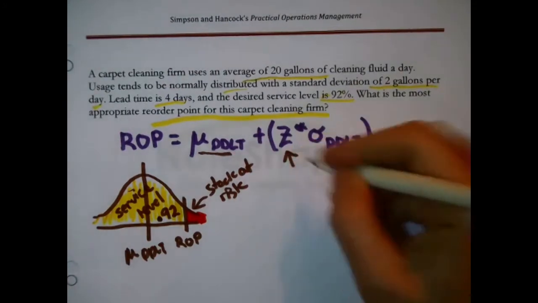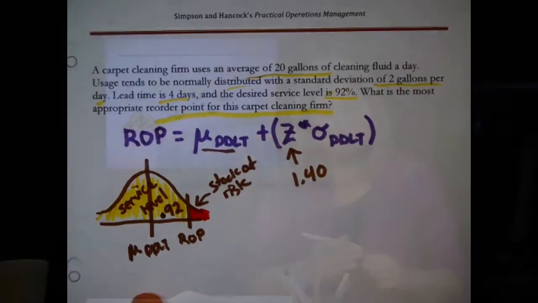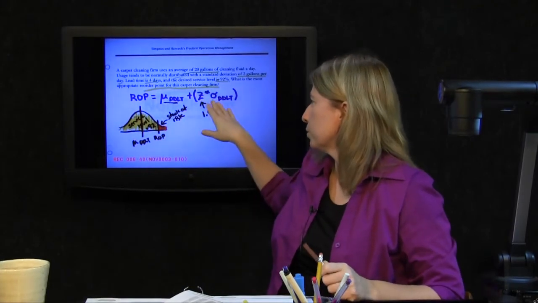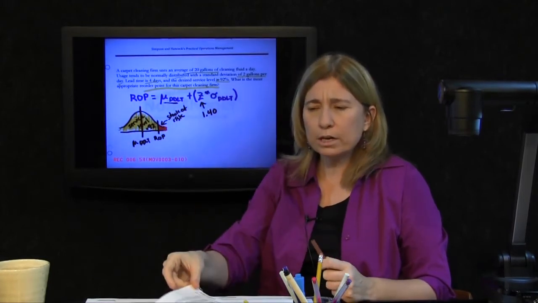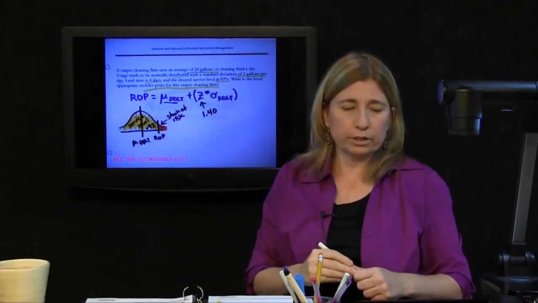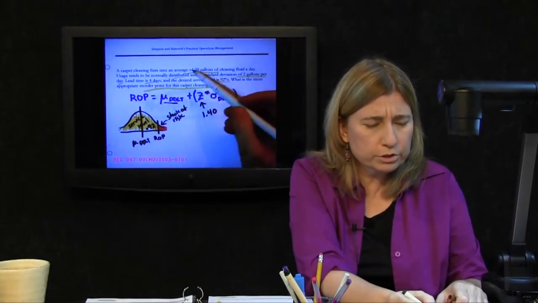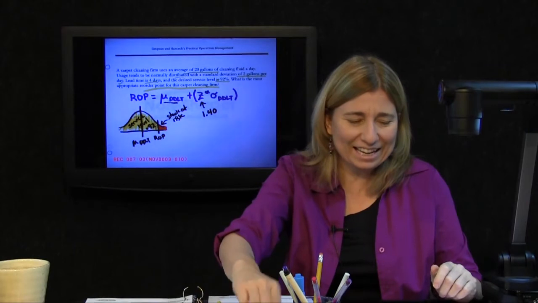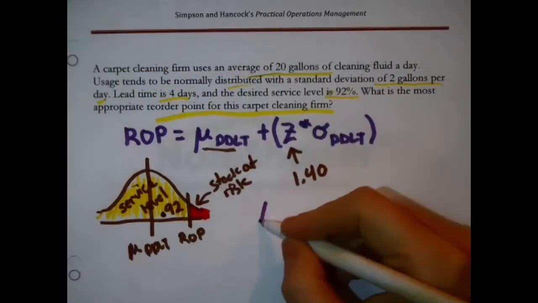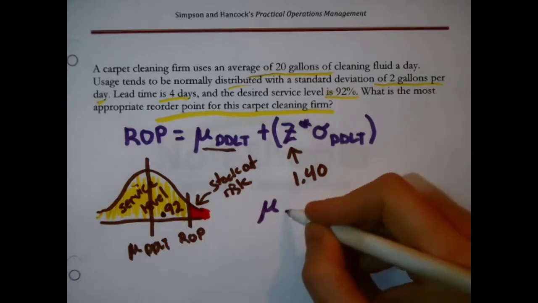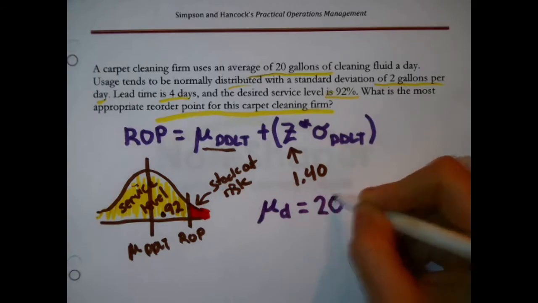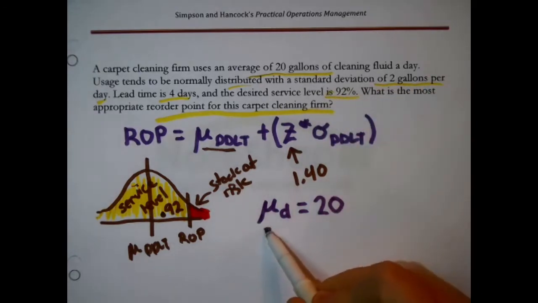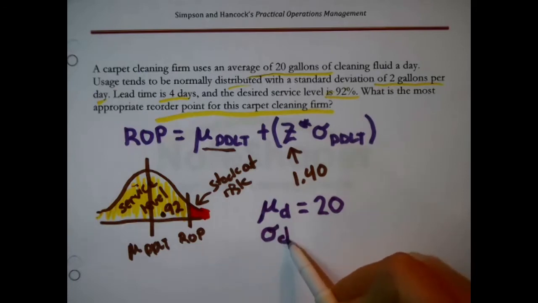Found this part right here, 1.40. But I had said, whoa, don't put a 20 here, because we actually need some other formulas. Now wait a minute, we were given information about demand during lead time. It says that the carpet cleaning firm uses an average of 20 gallons a day. Mu for average, but D for day. Daily demand, the average is 20 gallons, and a standard deviation of 2 gallons.